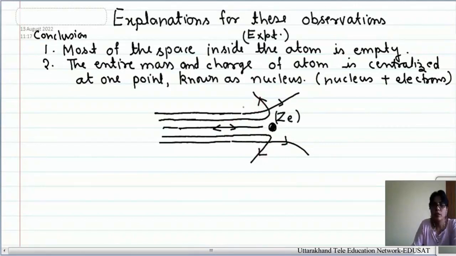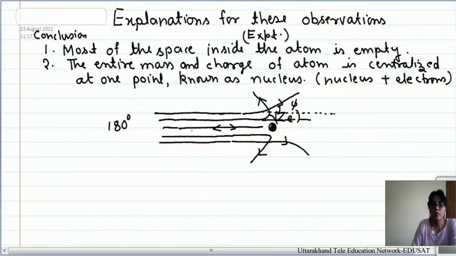So the larger the distance between the alpha particle and the nucleus, the lesser the angle of deviation or angle of scattering. This is the straight incidence path, and then it is scattered in this direction. So the angle of scattering phi is this much. And here you can see that the angle of scattering is more. And here the angle of scattering is 180 degrees.